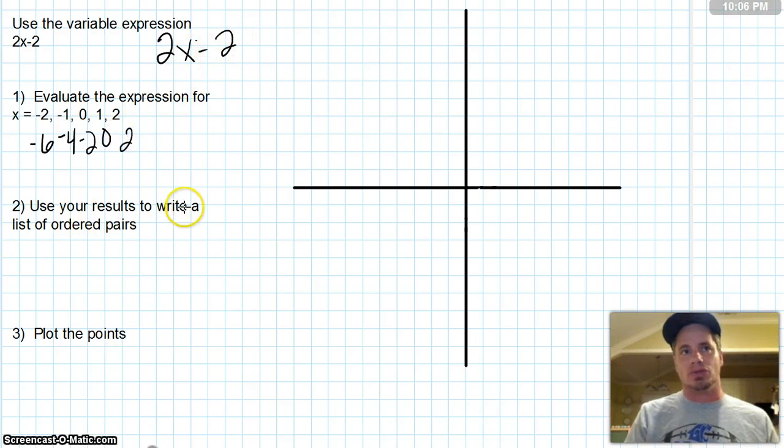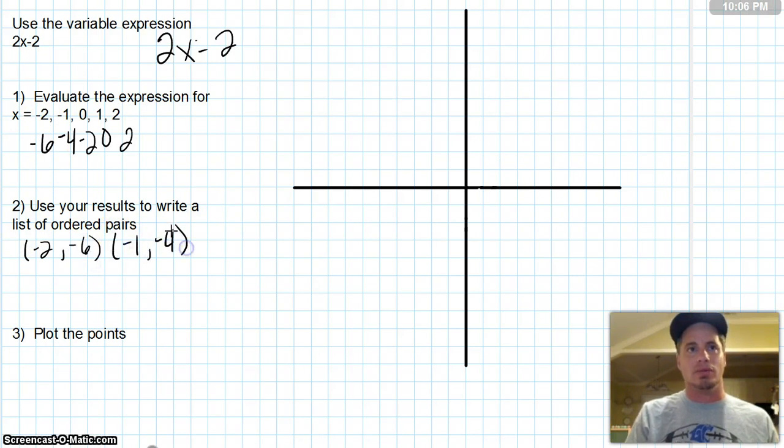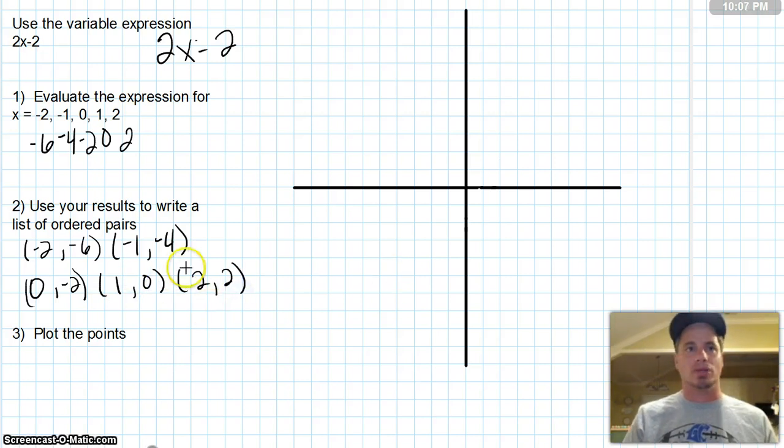Then it says use your result to write a list of ordered pairs. Well, we have the x values for ordered pairs, and then what we found are actually the y values. So -2 and -6 form an ordered pair, so we can put those things together. Then -1, -4 form an ordered pair. 0, -2 form an ordered pair. 1, 0, and then 2, 2. Then we're going to plot the points, okay?